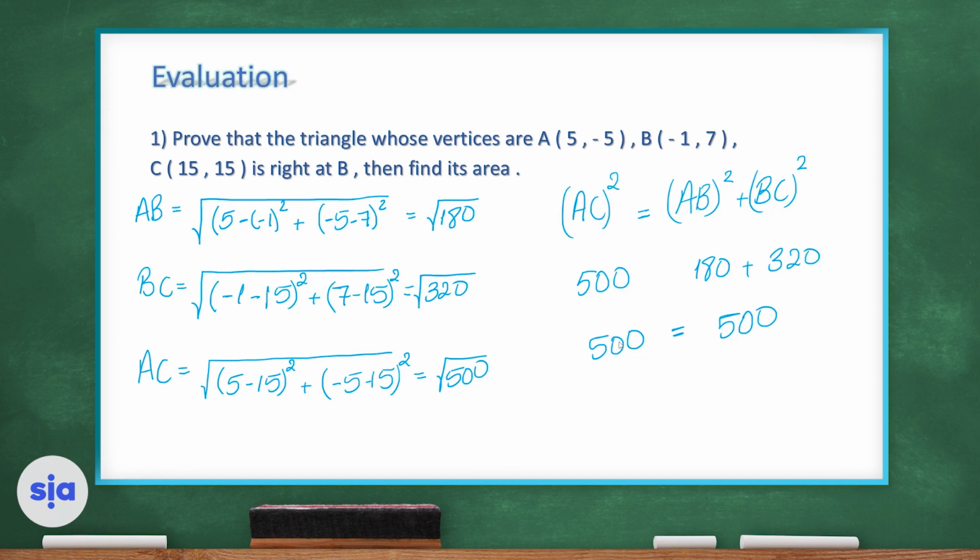How to find the area now of this triangle? The area equals half times base times height. So the area is half, where the base is square root of 180, which is AB, times the height, which is square root of 320, which is BC. If you do your calculations, the area will be 120 units squared.